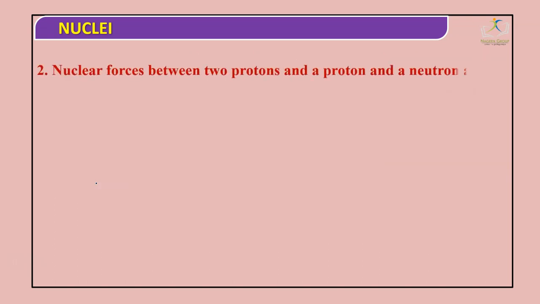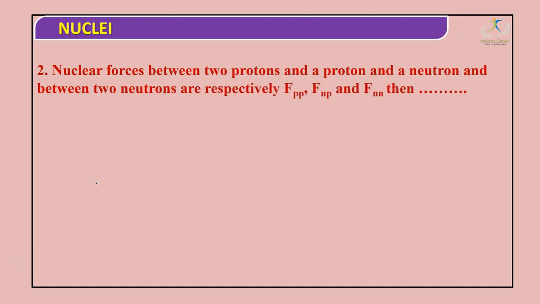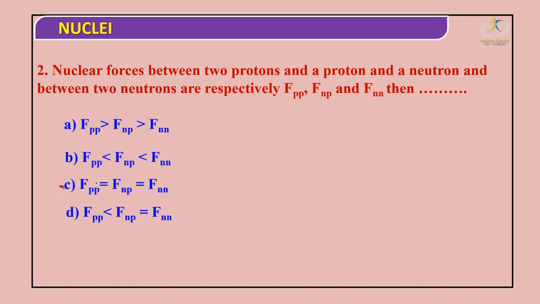Next, the nuclear forces between a proton and a proton, a neutron and a proton, and between two neutrons are respectively FPP, FNP, and FNN. Then, a few options are given, and the right option is 3-1: all these forces are equal.